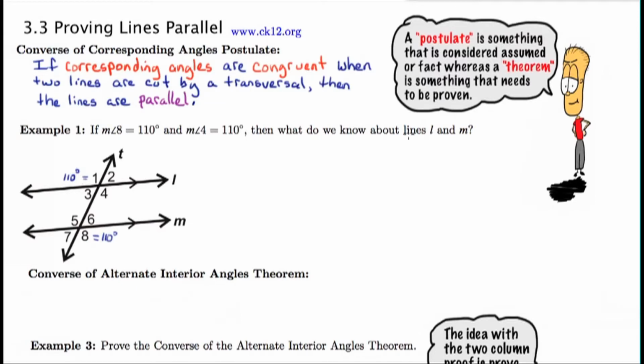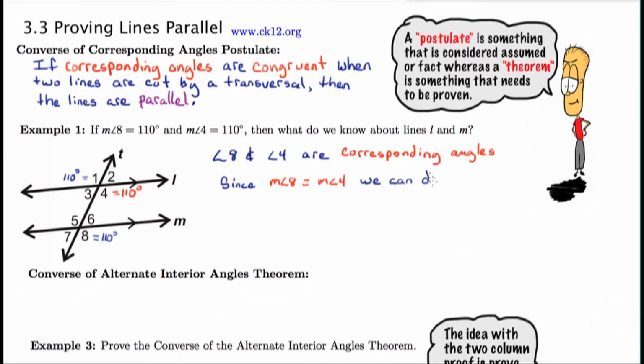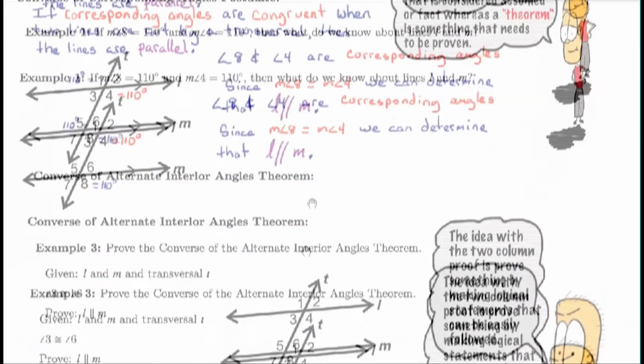So in example 1, if the measure of angle 8 is 110 degrees and the measure of angle 4 is 110, then what do we know about lines L and M? Well, we know that angle 8 and 4 are corresponding angles, and angle 1 and 4 are vertical angles. So since the measure of angle 8 is congruent to the measure of angle 4, that was a postulate, something that's considered assumed or fact. A theorem is something that we have to prove.